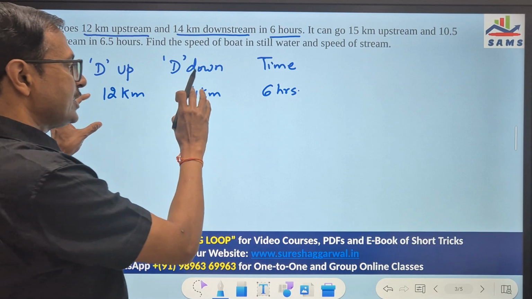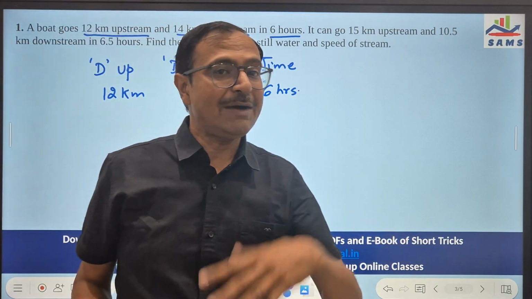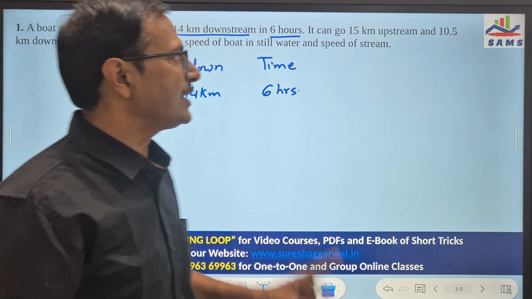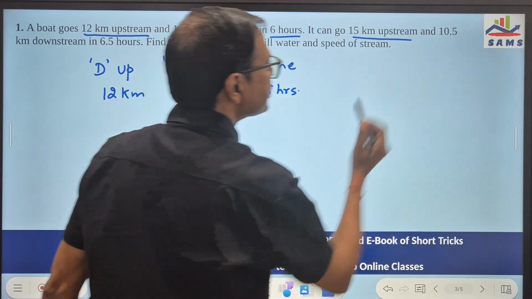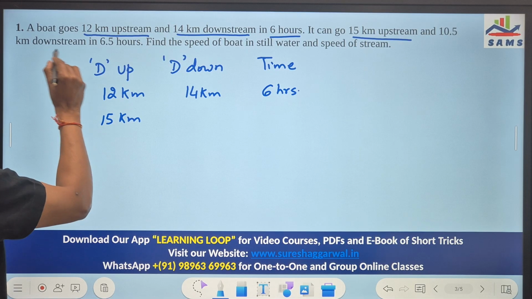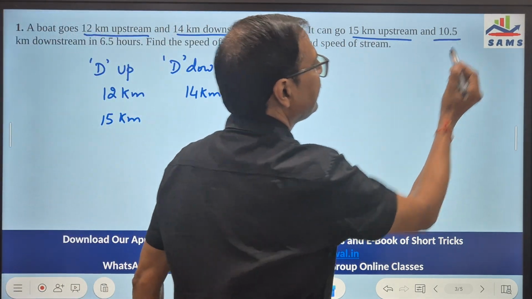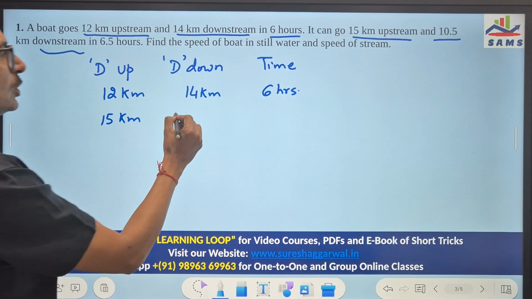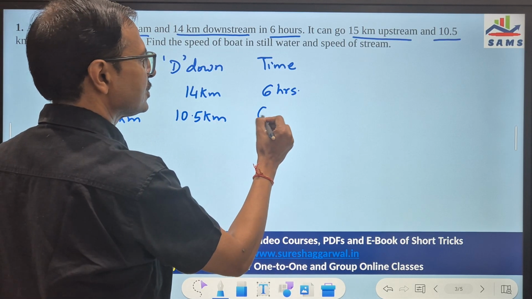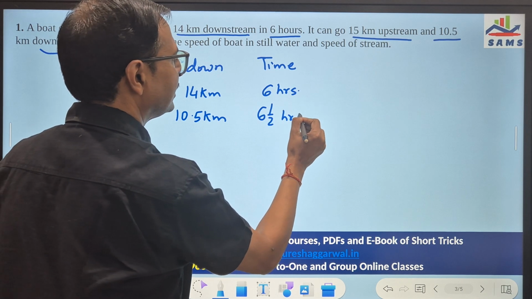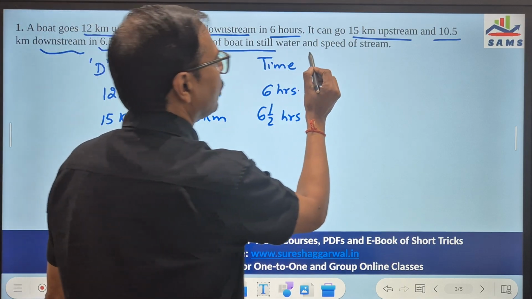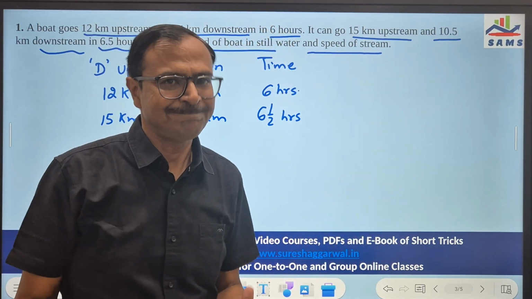Likewise, because there are two distances and a single time, you will have one more case, because two variables cannot be found out using a single condition. So what is the second condition? 15 upstream, so distance upstream 15, and 10.5 downstream. So 10.5 kilometers here, and 6.5 hours. So I'll write 6.5 hours. Now these are the two conditions, and we need to find the speed of boat in still water and the speed of stream.